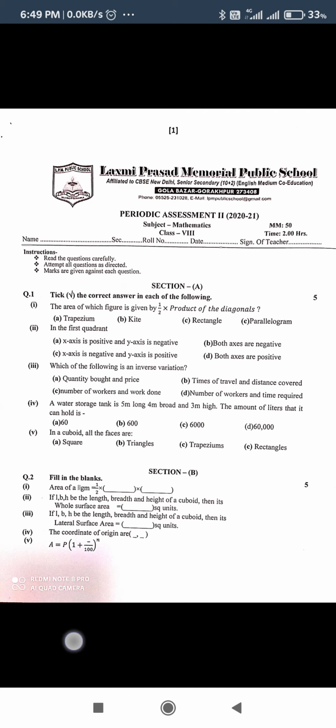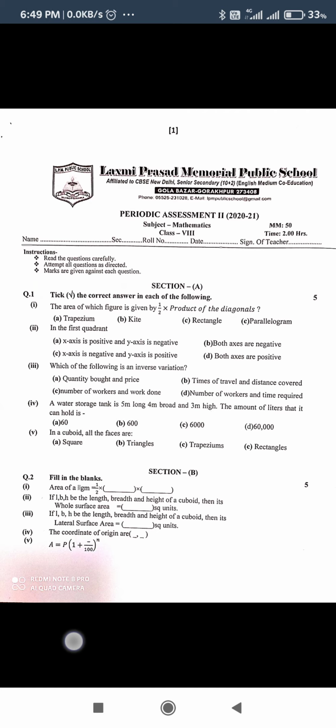Now move to section B. Question number 2 of section B contains 5 questions of 1 mark each. So this is fill in the blanks. We have been given 1 or 2 spaces, so we have to fill in the correct value in the given spaces.